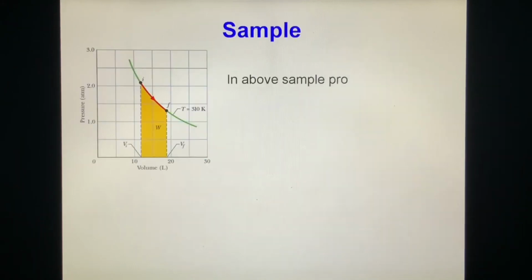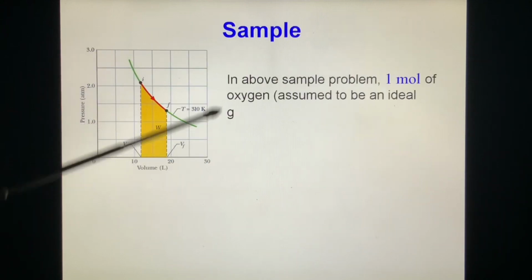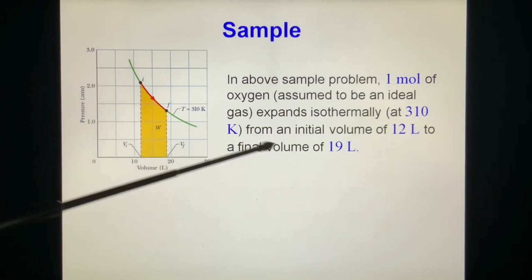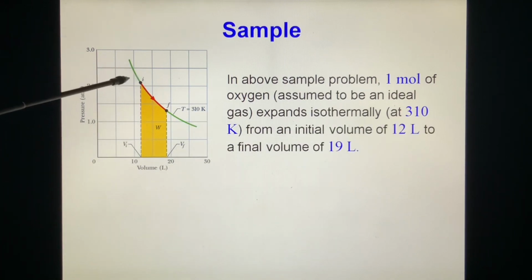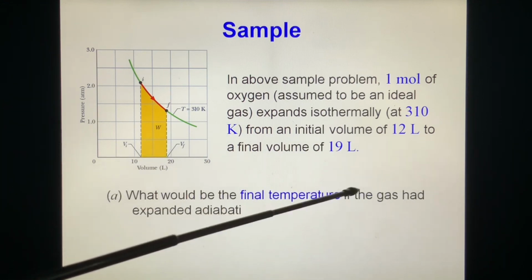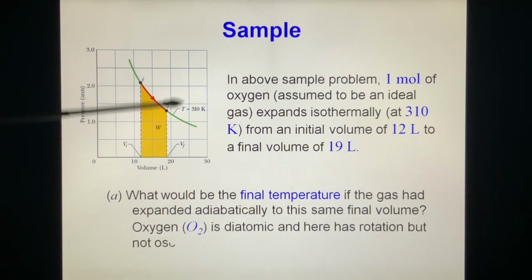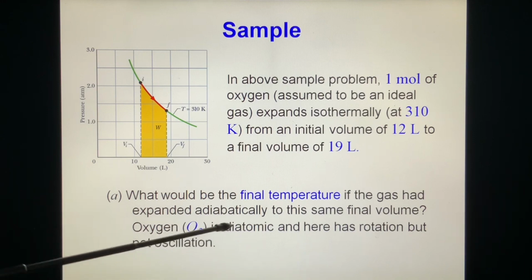Sample. In the above sample, one mole of oxygen, assumed to be an ideal gas, expands isothermally at the same temperature, 310 Kelvin, from an initial volume of 12 liters to a final volume of 19 liters. Question A: what would be the final temperature if the gas had expanded adiabatically to the same final volume? So this process is adiabatic. Oxygen O2 is diatomic and has rotation but not oscillation. That means its CV is 5R over 2.